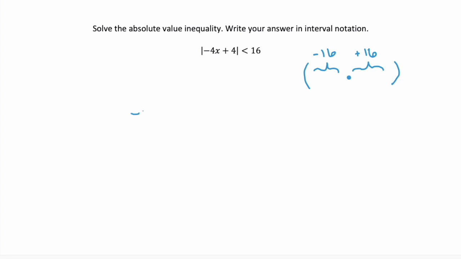Or we can set it up as a three-part inequality, where negative 4x plus 4, our distance traveled, has to be between negative 16 and positive 16. Remember, I really like three-part inequalities because it spits out our interval notation. Here we need to isolate x in the middle. So first we need to subtract 4 from all three parts.